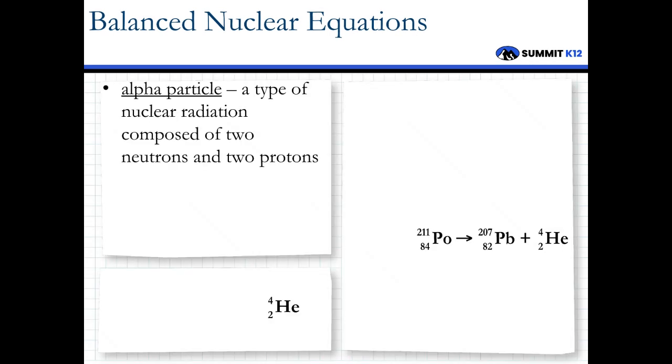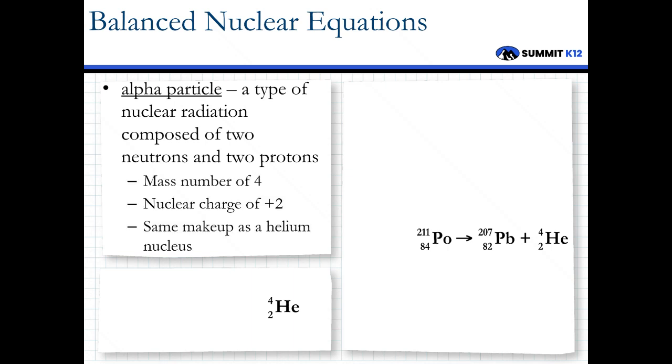So the first type of particle we're going to talk about is alpha particles. And alpha particles are the largest of these particles. An alpha particle is comprised of 2 neutrons and 2 protons, giving it a mass number of 4 and a nuclear charge of +2. It has a similar or the same makeup as a helium nucleus. Since protons and neutrons each have a mass of about 1 atomic mass unit, an alpha particle has a total mass of about 4 atomic mass units.